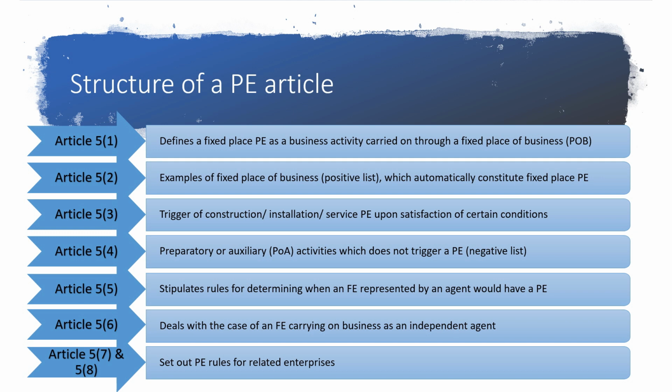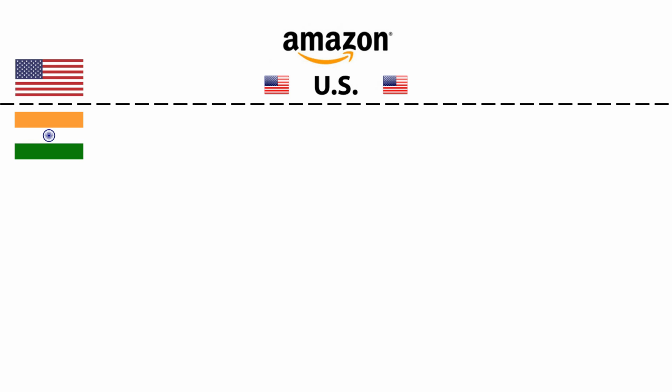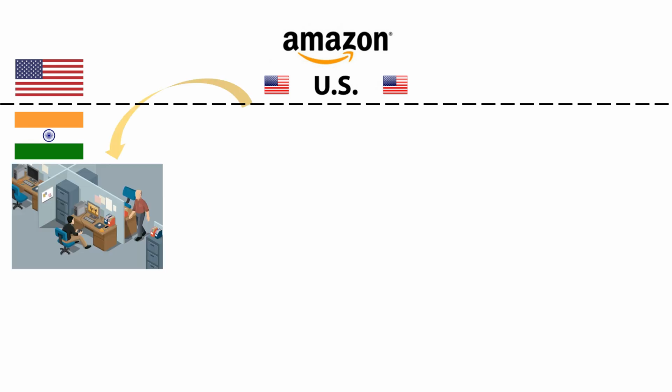The structure of the PE article implies that there are several types of PE and requires satisfaction of certain conditions under each type. Further, you may note that even if one of the types of PE is triggered, the consequences shall apply. Let's say Amazon US undertakes certain business activities in India.